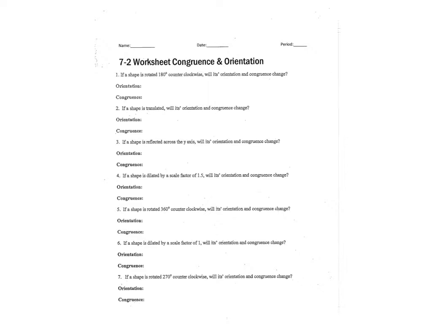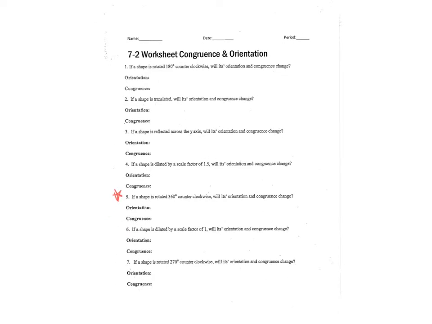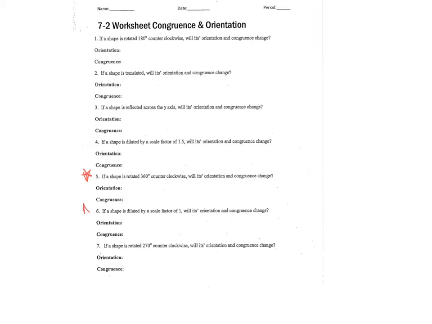On your worksheet, just read really carefully. Remember, rotations, reflections, those are going to preserve congruence, but not orientation, unless, think about if you get to number 5, if you turn around 360, are you facing the same direction or a different direction as when you started? So think about that. Dilation, remember, is the only one that'll change congruence. It's the only one that changes size. But again, just be really careful and think about if you dilate something by a scale factor of 1, what's actually happening to that shape.